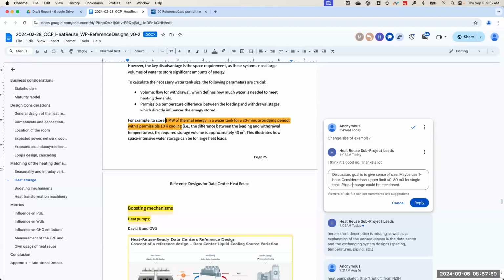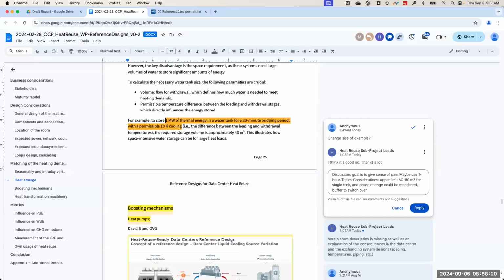Do you agree, guys? I think it's important to point out that you need some kind of a buffer just to allow a switchover between heat reuse and conventional cooling, and if there's an upset on either side. I don't have enough knowledge to say how long it takes to fire up a boiler if the off-taker is no longer receiving the data center heat but needs heat at the moment. What is that time period that it takes to get their systems up?